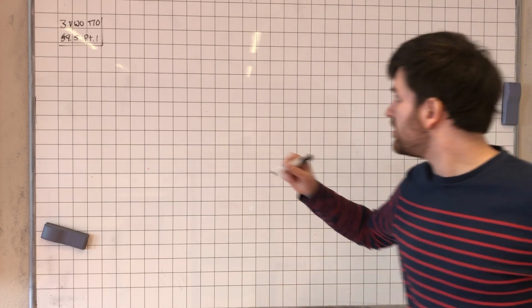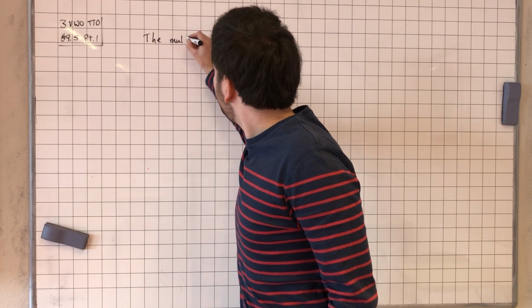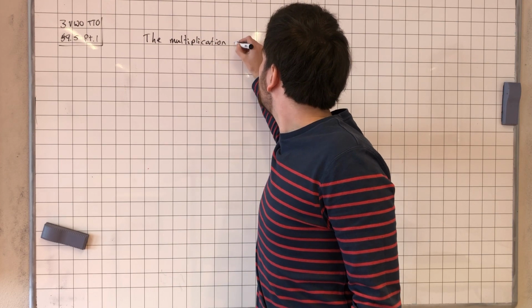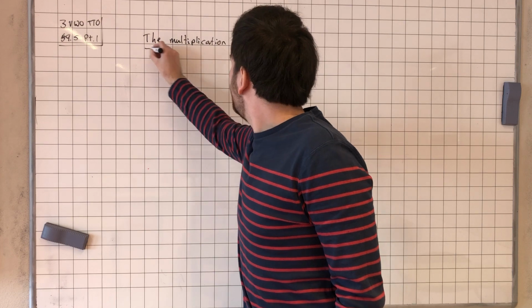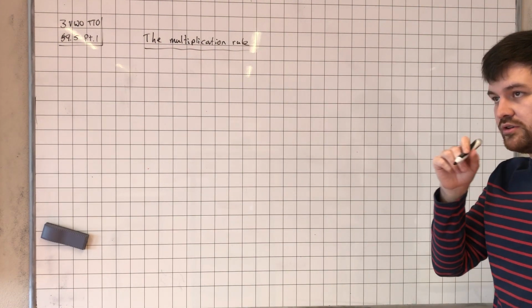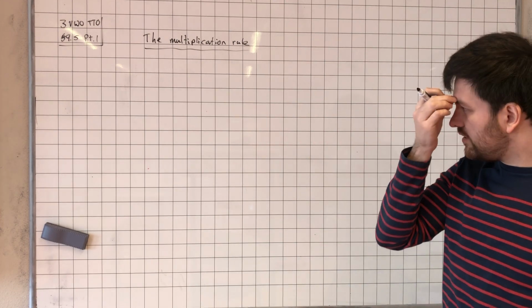And the first part is about something we call the multiplication rule. And the multiplication rule is something which you'll use a lot when you're trying to calculate the amount of possibilities.